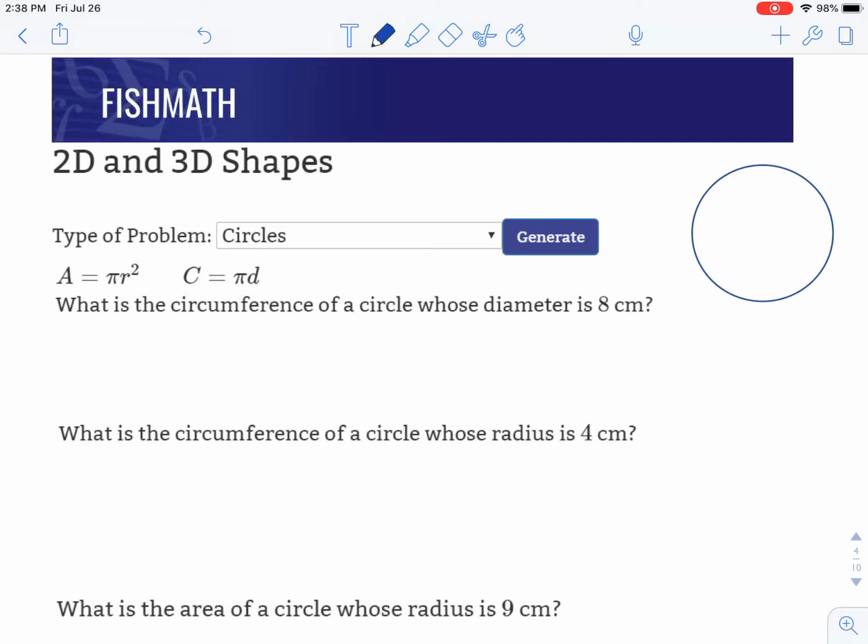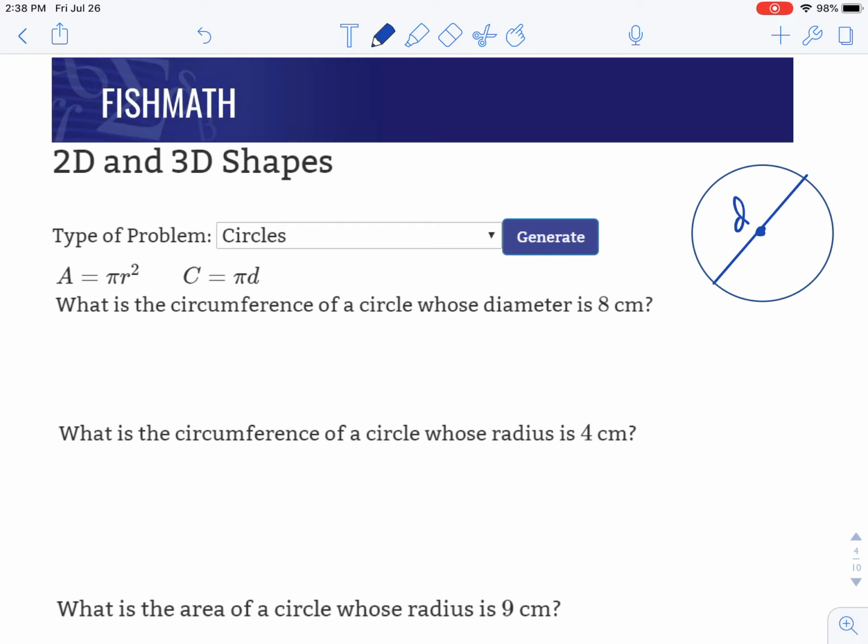Hi everyone, we're going to look at circles and how to find the circumference and the area of a circle given its diameter or given its radius. So you first have to know for a circle that the diameter starts at one edge of the circle and goes all the way across, and it always goes through the center point. That would be the diameter.